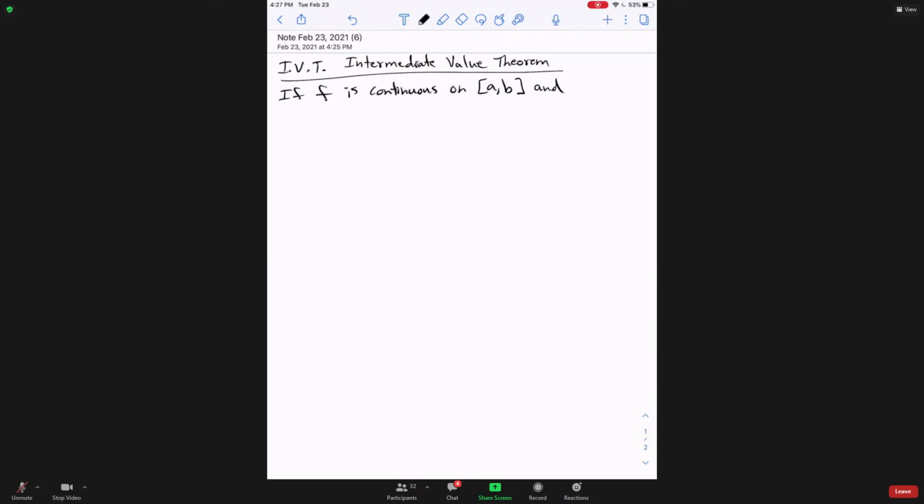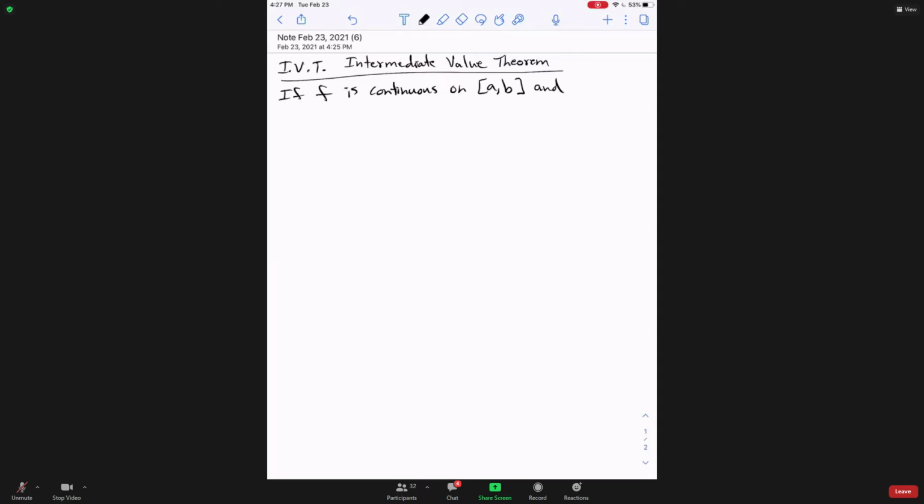f is continuous on the closed interval [a, b], and k is some number between f(a) and f(b), then there exists a c in the open interval (a, b) such that f(c) equals k. Don't worry, I didn't have it memorized when I was in Math 151 until the test either. I know it now.